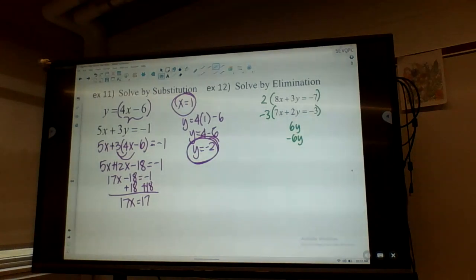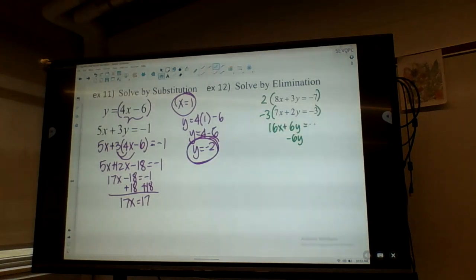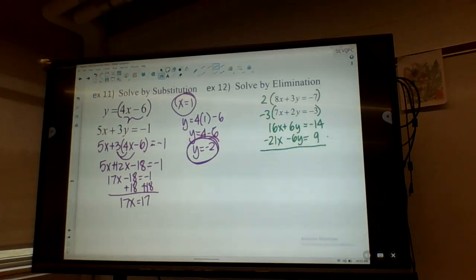All right. So we have a 16x, a positive 6y, and a negative 14. And it doesn't matter which one you make negative, as long as you make one of them. Negative 21x minus 6y equals 9. And technically you could multiply both by positives and then subtract them. I don't like to do the subtraction. I think it's confusing for some people, so I don't like teaching it that way, but it's fine to do it if that works.